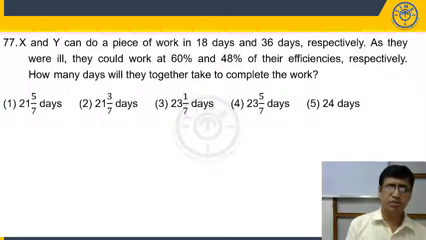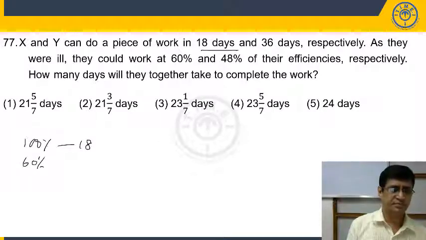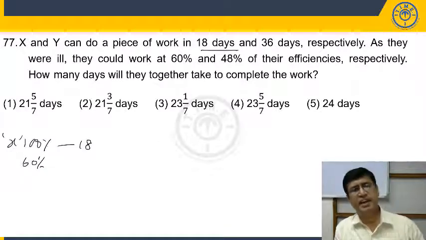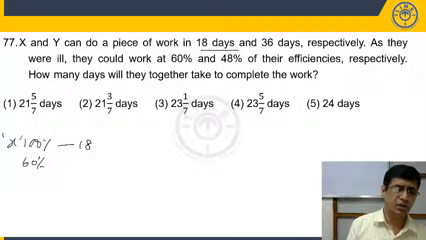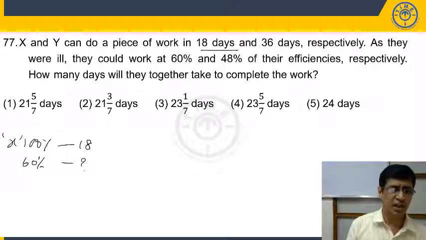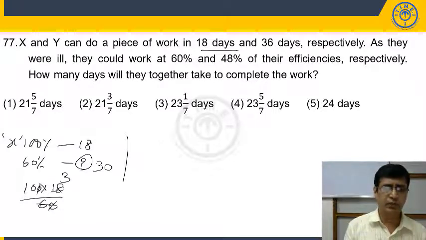X can finish a work in 18 days. So 100% is equal to 18 days. What about the 60%? This is about X. 100% is 18 means 60% is more than 18, means they are inversely proportional. Inversely proportional means what is the relation here? 100 into 18 by 60. Now zeros to 0 you can cancel. Now it goes how many times? 30 days.